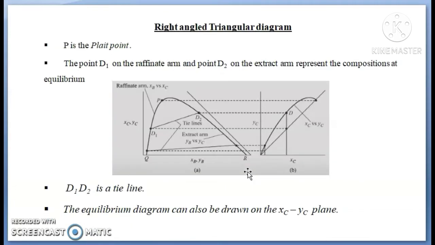Here P is the plate point where the curve for the raffinate phase merges with the curve for the extract phase. The point D1 on the raffinate phase and the point D2 on the extract arm represent the composition at equilibrium, and they are connected by a line called a tie line. So D1D2 is the tie line for this equilibrium concentration, which is plotted here. The equilibrium diagram can also be drawn on XY coordinates.